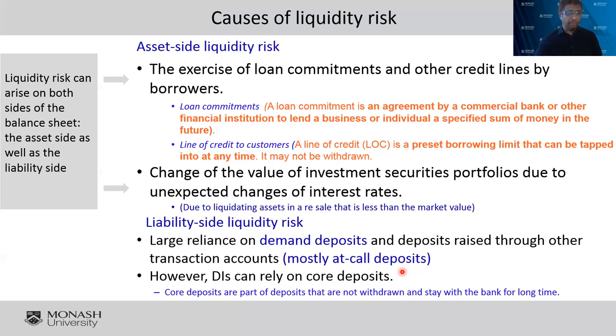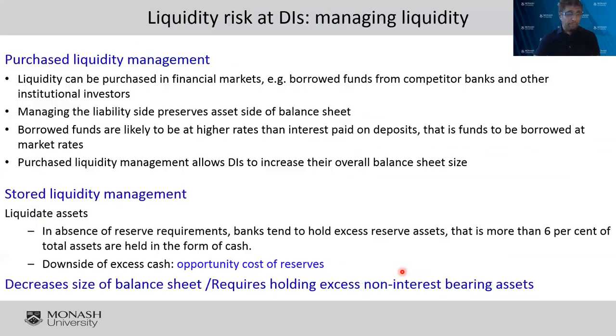Okay, let's go to the next. This is just the sources of liquidity, the asset side and liability side. How can we deal with it? We can purchase. Purchase means borrow. Borrow from where? You can borrow from competitor banks, the interbank market, and other institutional investors. This is how you manage the liability side. When you borrow, you manage the liability side. That will preserve the asset side of the balance sheet, which means you don't have to sell your assets; you deal only with the liability side when you have any liquidity needs.